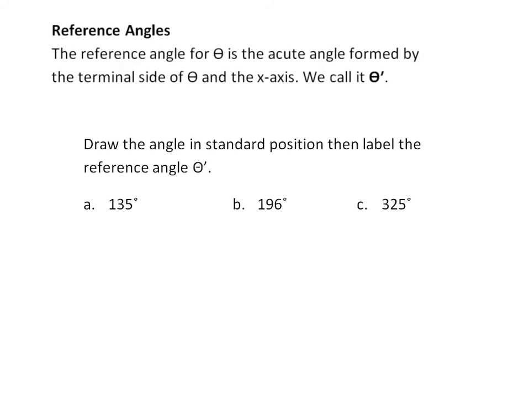All right, and the last thing we're going to talk about in this video is an angle called a reference angle. First of all, the reference angle for the original angle, theta. This right here is a Greek letter, theta. The reference angle for theta is the acute. Remember that acute means an angle that is greater than 0 but less than 90 degrees. So the reference angle for theta is the acute angle formed by the terminal side of theta and the x-axis. And we will call this theta prime.